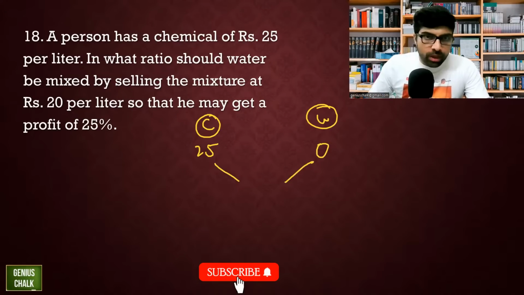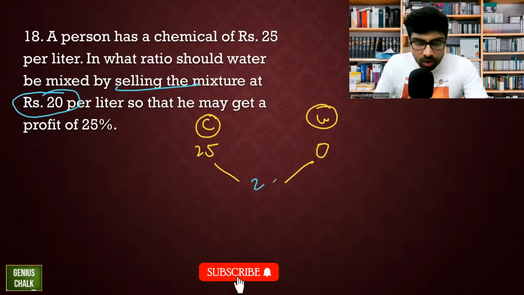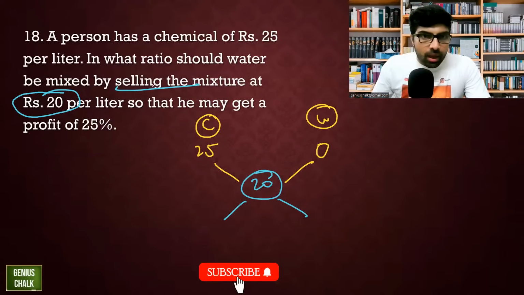The main problem with students is they will say, okay, the mixture is sold at 20 rupees per liter, so they will write 20 here. And that's where you are mistaken. Why are you mistaken? Now observe.